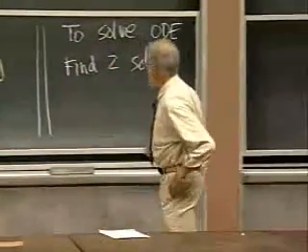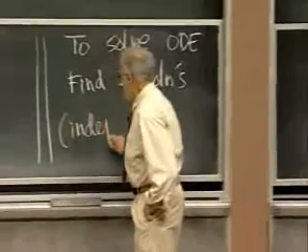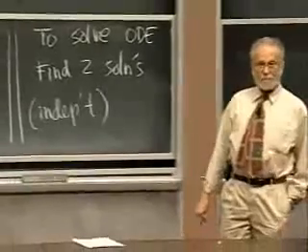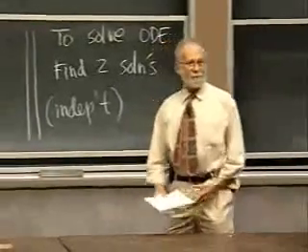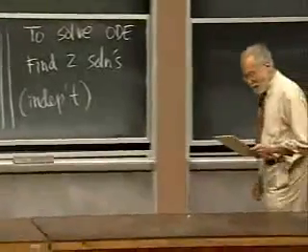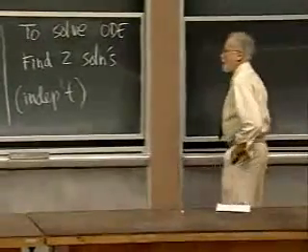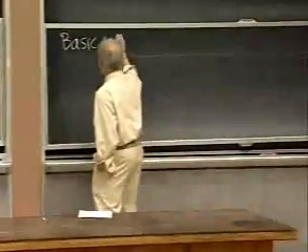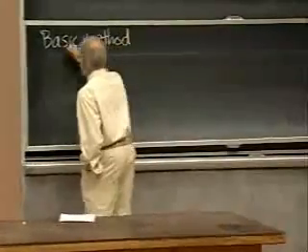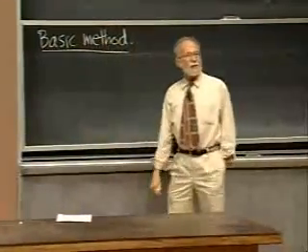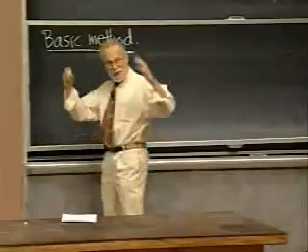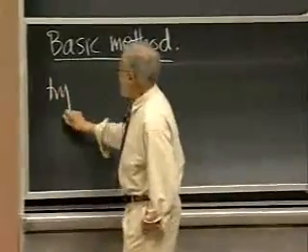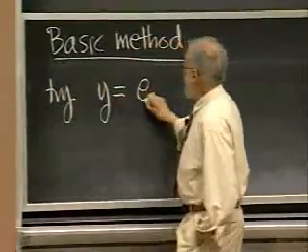So the solutions have to be independent, which means, to repeat, that neither should be a constant multiple of the other. They should look different. That's an adequate explanation. Okay. Now, what's the basic method for finding those solutions? Well, it's what we're going to use all term long, studying equations of this type, even systems of this type, with constant coefficients. The basic method is to try y equals an exponential.